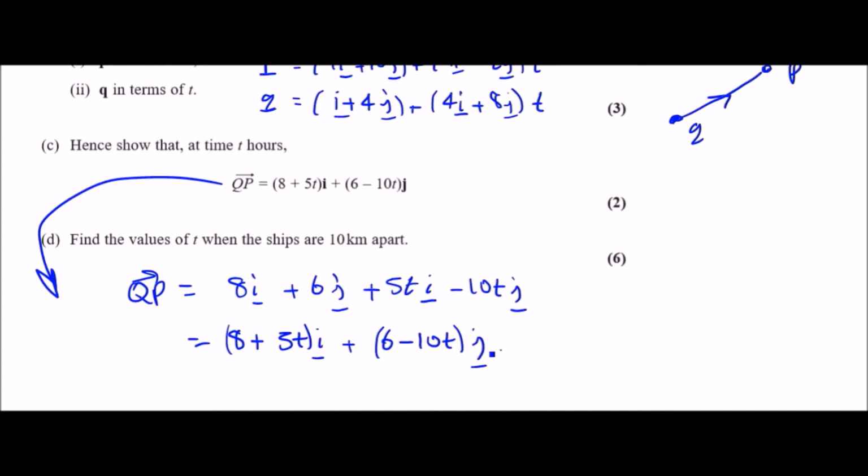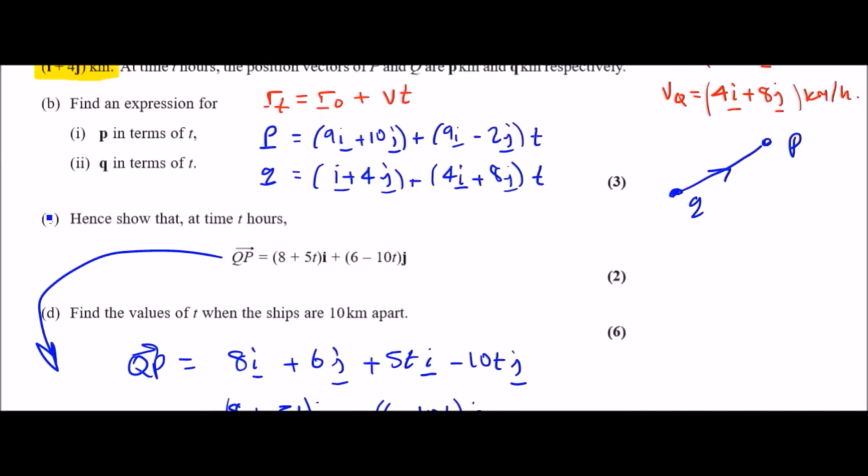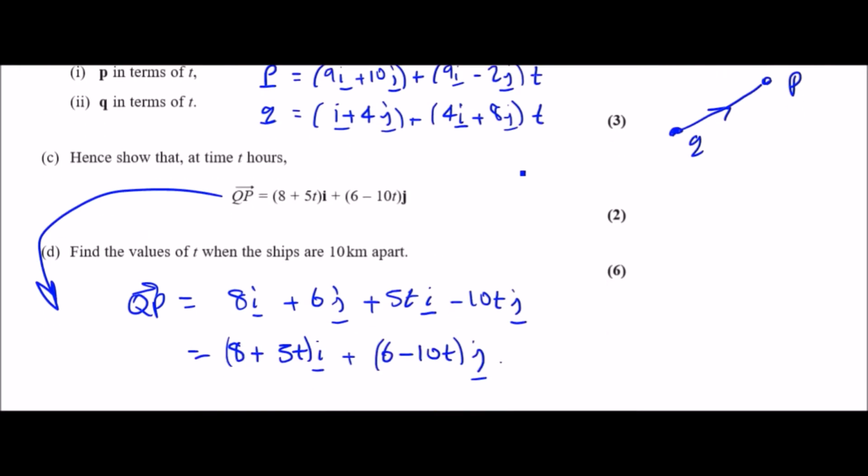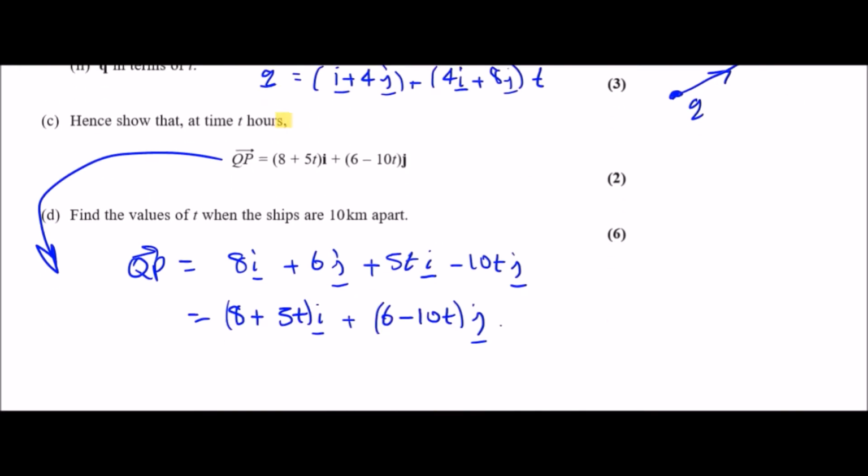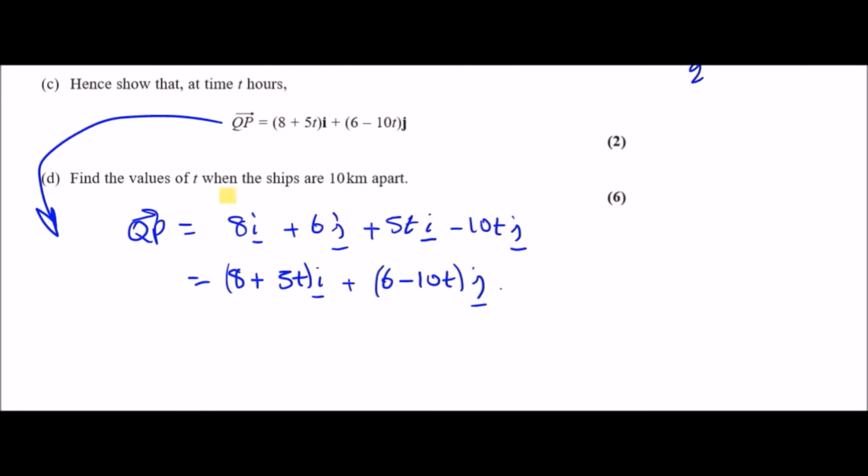So in a way, when you can prove this one, then you can feel confident that you got B and C both right. So that's easy, 5 marks in the bag. Now the final part, D. This is the main bulk of the question. So find the values of t when the ships are 10 kilometers apart.